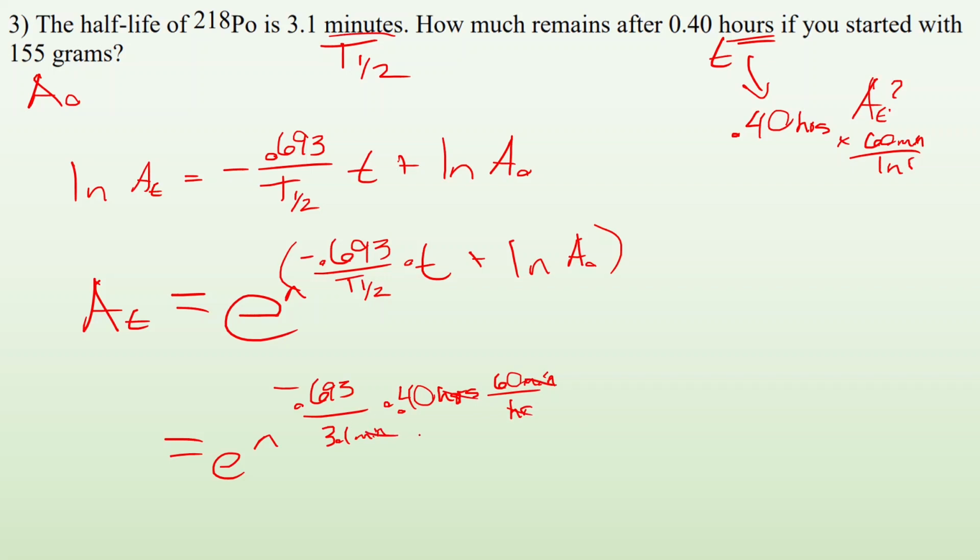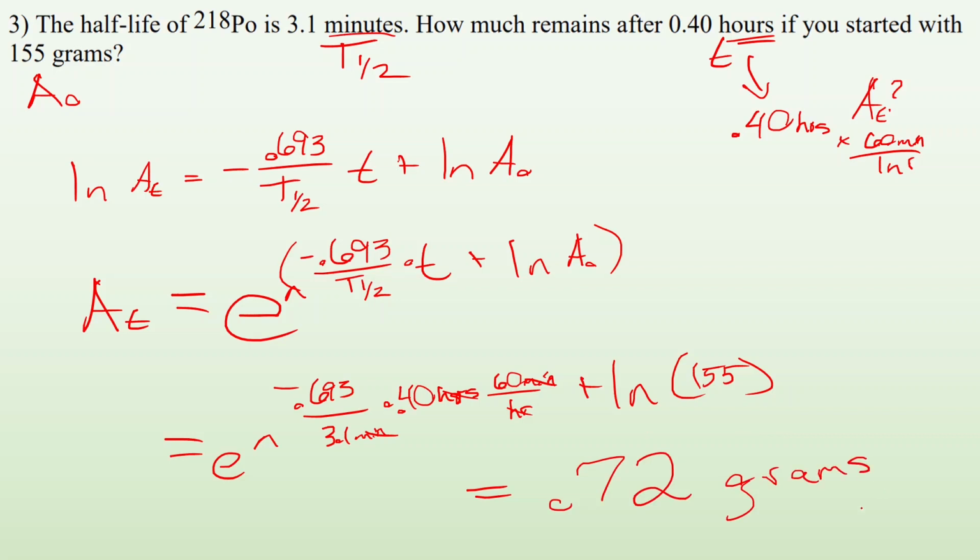I'm left with a numberless thing, plus the natural log of the amount that I started with, and it said I started with 155 grams, so 155. And when I plug and chug and get my final answer, I end up with 0.72 grams. Right, which makes sense because, like, let's say 0.4 hours is like 24 minutes ish, and if each half-life is roughly 3 minutes, we've gone through like 8 half-lives, so we've cut it in half quite a bit.